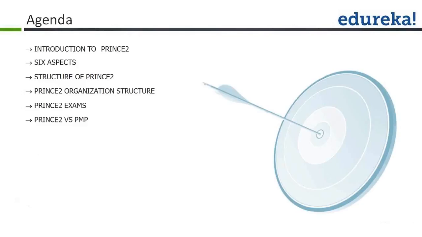We'll start with the meaning of the acronym Prince2. We'll also talk about the 6 aspects or performance targets against which progress is measured in Prince2. We'll also talk about the structure of Prince2, which is depicted through 4 integrated elements that are principles, processes, themes, and tailoring Prince2 to the project environment.